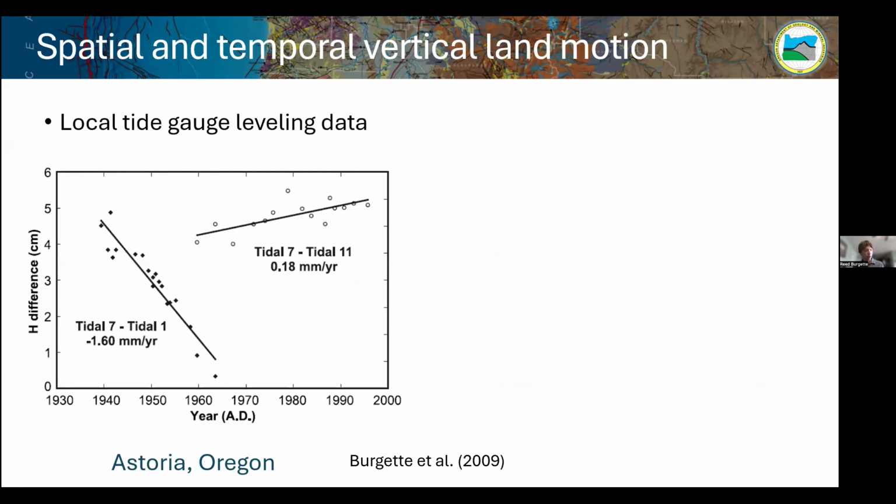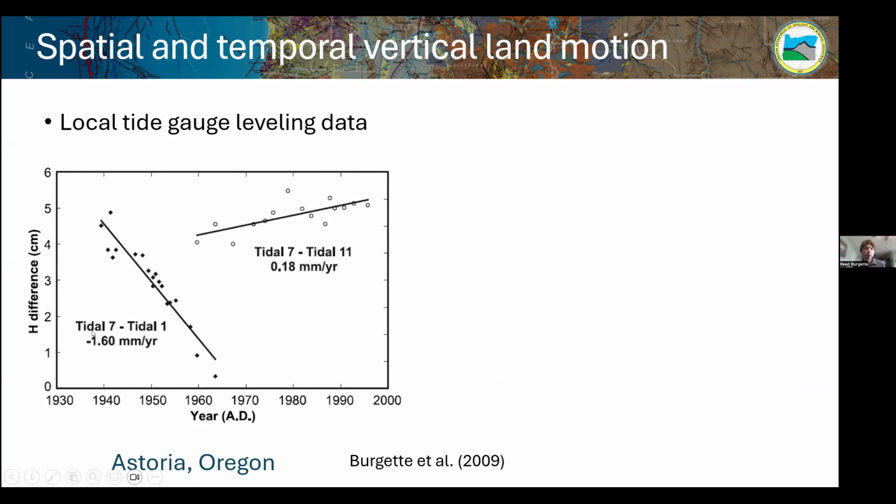Another application that came out of some of our work is trying to understand the stability of the tide gauges. And so this is an example from the Astoria tide gauge at the mouth of the Columbia River, a time series of local leveling between pretty closely spaced benchmarks, probably within a kilometer of each other. And you can see that among these three benchmarks, they're all moving relative to each other.